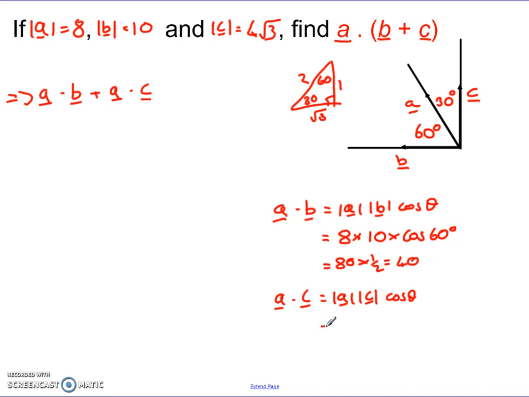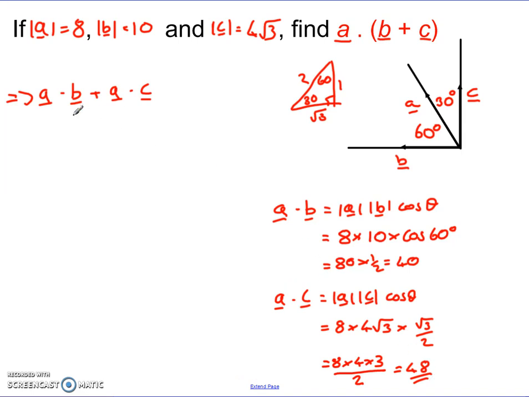Same for the A dot C. So I've got magnitude of A times the magnitude of C. The magnitude of A is 8, then times the magnitude of C, which is 4 root 3, and it's then times cos theta. In this case, theta is 30. Cos of 30 gives you root 3 over 2. So it's then times root 3 over 2. That gives you 8 times 4. Now the root 3 times the root 3 cancels the roots, and that gives you a times 3, then divided by 2. So taking all this, I get 4 4s because I'm going to halve the 8 here. 4 4s are 16. 3 16s are 48.